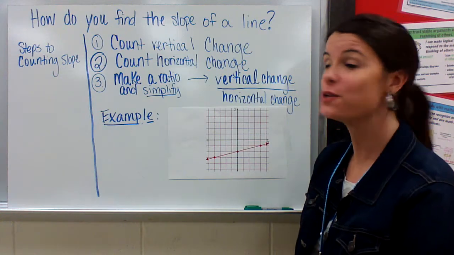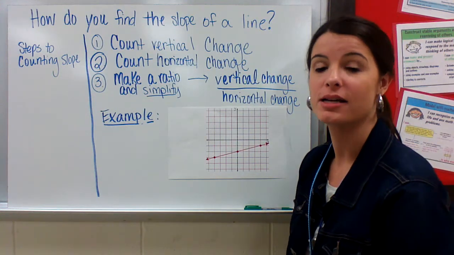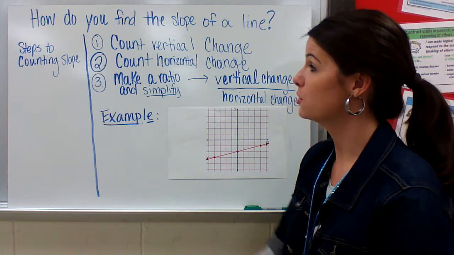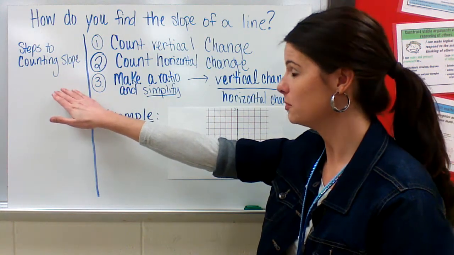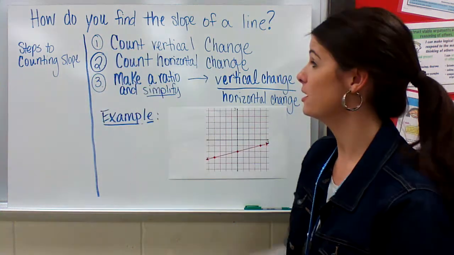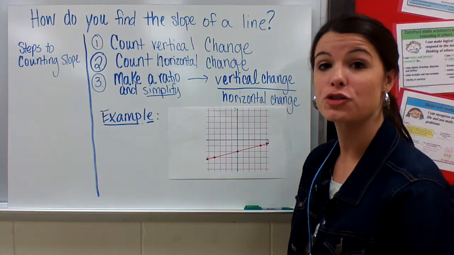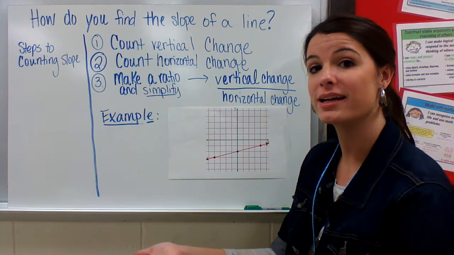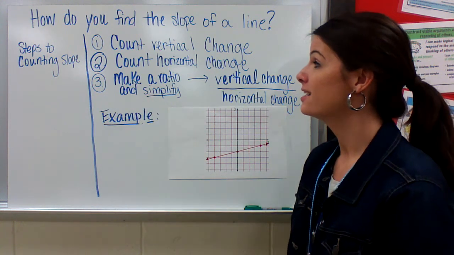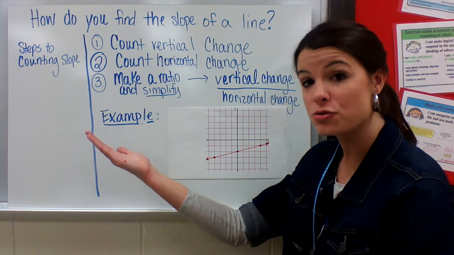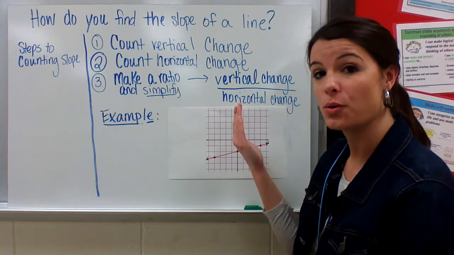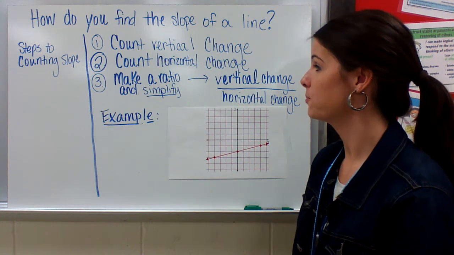Okay, next, how do you find the slope of a line? So when you're given a line that is graphed, you can find the slope with these steps. Okay, so on the left, put steps to counting slope. The first step is you're going to count the vertical change. You're going to start at one point and count the vertical change to be even with the next point. Second, you're going to find the horizontal change. So you'll count how many units you have to go over to get to the point.